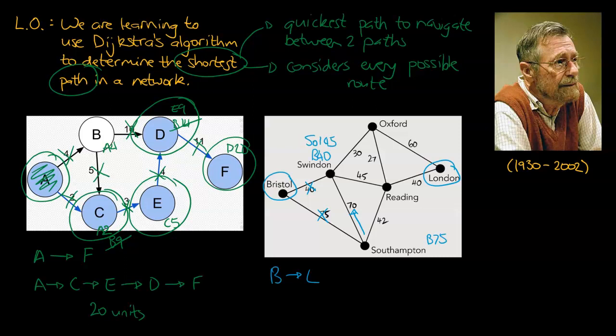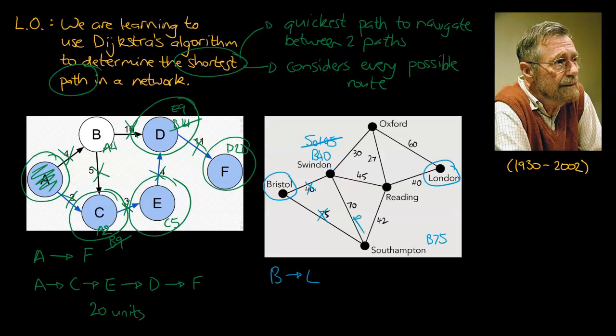145. And you can see there's two different ways to get to Swindon. It was via Southampton, which took 145 minutes, or it was via Bristol, which took 40 minutes. So we'll definitely take the Bristol route, so we can get rid of that. Okay, so we'll cross.